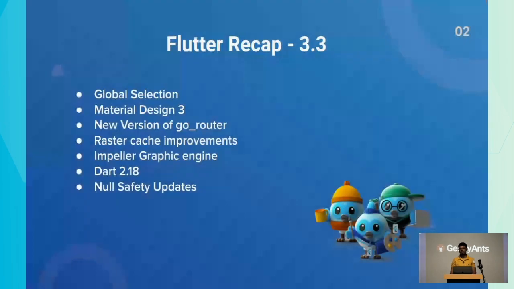So let's first look at what has gone before. The previous Flutter release was actually 3.3, and the things that came in that were the global selection, which came in very handy for Flutter web, and Material Design 3. Also Navigator 2.0, I think it got recommended that we should replace it with the Go router. With all those things, the Impeller and the raster cache improvements are helping to improve the performance of Flutter while rendering things, and Dart 2.18 and some of Dart's null safety updates. So this was what went before Flutter Forward.